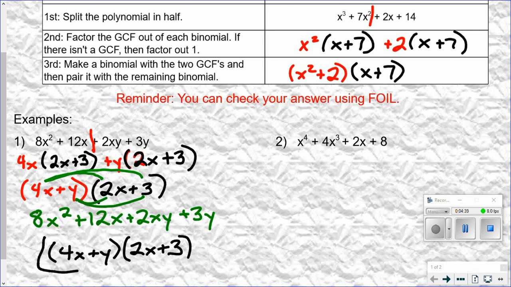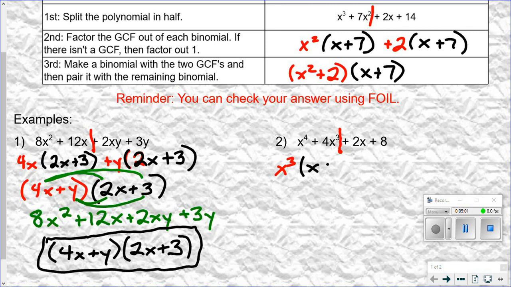And let's look at another example. So same thing, we're going to start by splitting this. So I'm going to split it in half. The plus sign goes with the 2x. On the left side, I can factor out an x cubed. So I'm going to factor out x cubed this time. So times x plus 4.